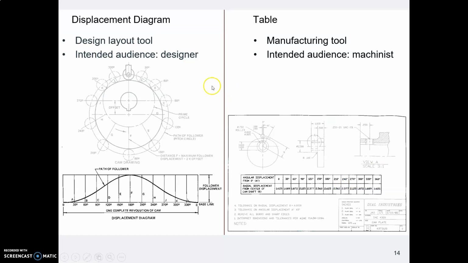Now, the displacement diagram is a design tool. The shop does not need to know about that. In fact, it'll just confuse them if you send it to them. So this is your tool for figuring out the cam. The table is the tool used by the shop. They will have some kind of programmable machine, some kind of CNC machine, where they can input these numbers into their program and it will cut the cam.